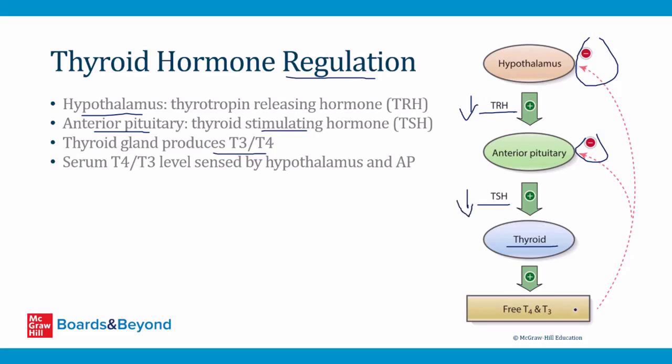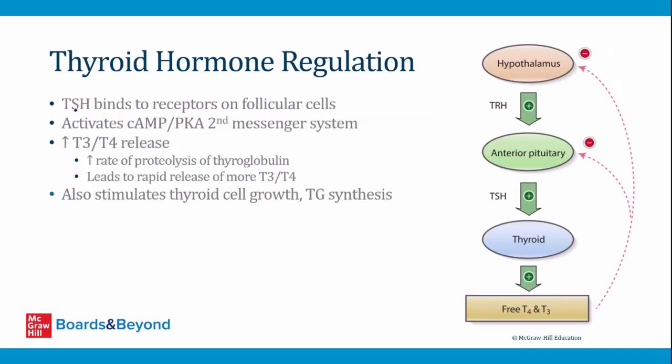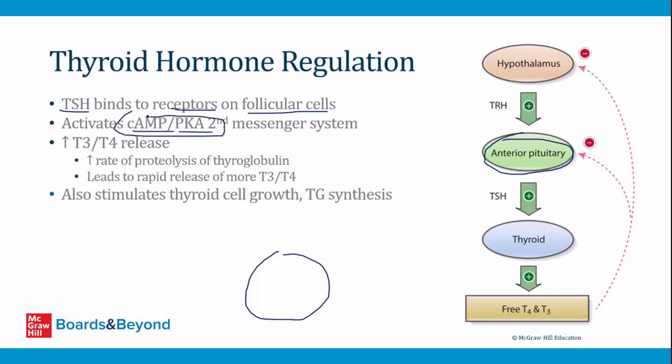When the levels of T3 and T4 get low, this inhibition is removed and more TRH and more TSH will be released. Now, just to provide a little more detail on how this process works, the TSH, which is released by the anterior pituitary gland, binds to receptors on follicular cells. We saw those cells earlier. They're the cells that surround those colloid follicles inside the thyroid gland. When TSH binds to those cells, it activates a second messenger system that functions through cyclic AMP and protein kinase A. I talk about this type of second messenger system in another video.